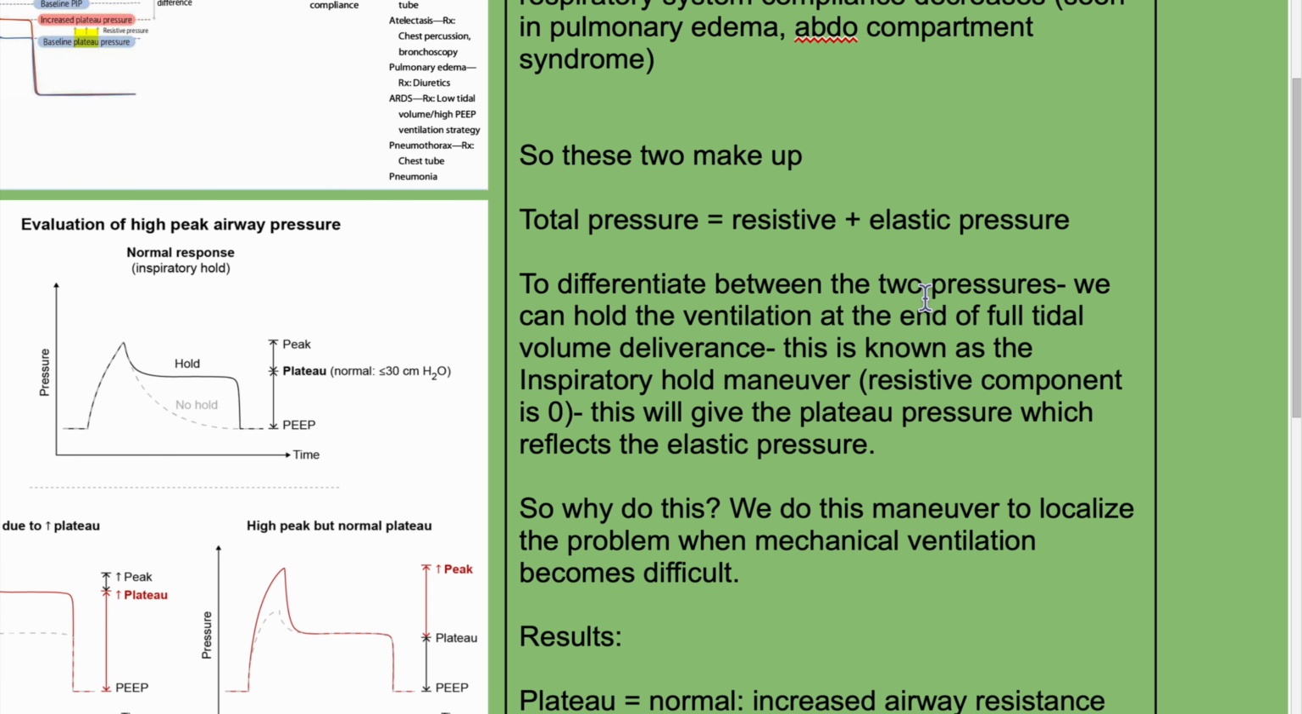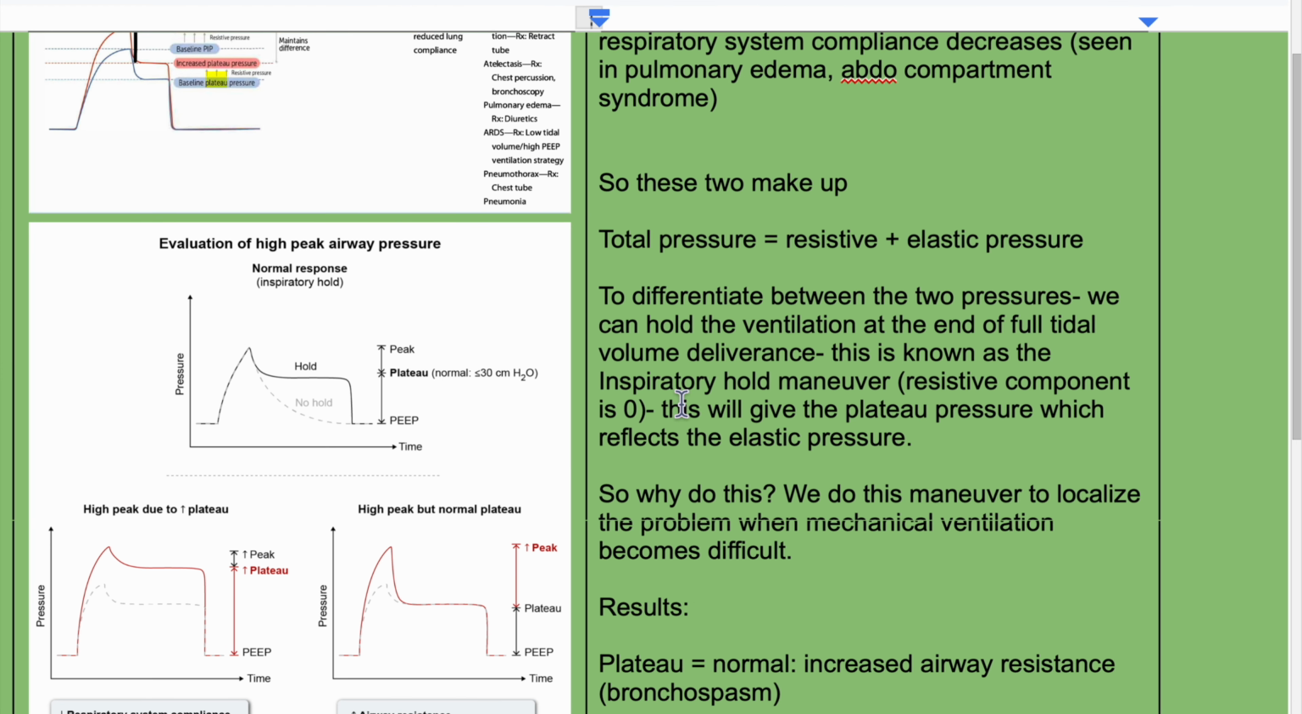To differentiate between the two pressures, we can hold the ventilation at the end of full tidal volume deliverance. Okay, and that's what they mean. After you've done the maximum respiration, you don't ask them to hold, you hold the pressure through your ventilation machine. Okay, so you can hold the ventilation at the end of full tidal volume deliverance. This is known as the inspiratory hold maneuver.